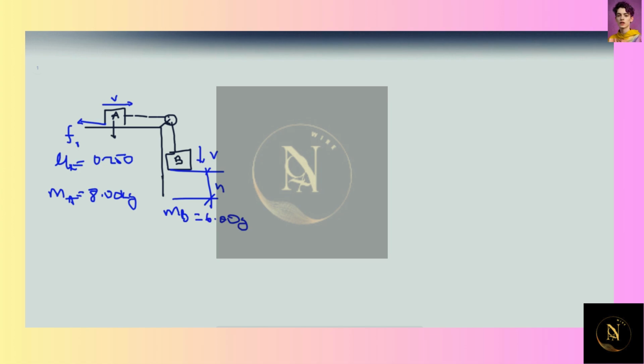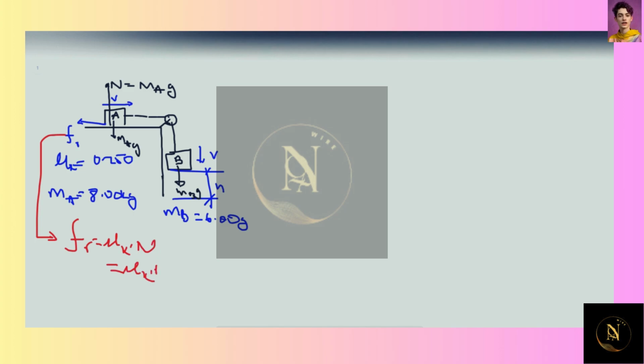Remember, B also has a weight, so B is moving downwards with a weight m_B g. This one has a weight m_A g, but it's opposed by a normal force N, which by Newton's third law of action and reaction forces happens to be equal to m_A g. Because the block is moving towards the right, the frictional force F_r is going to be mu k times the normal, which is mu k times m_A g.